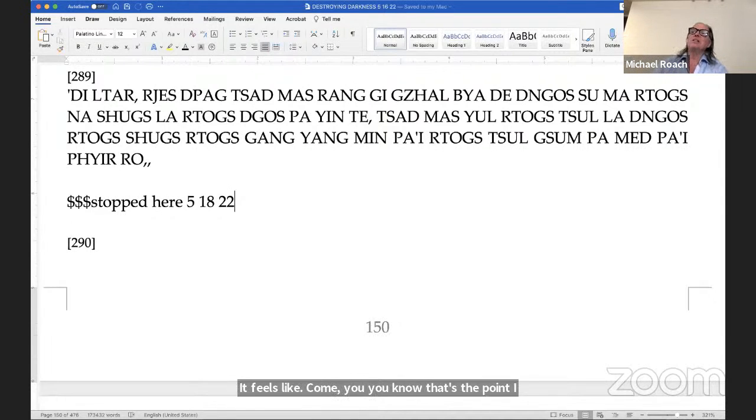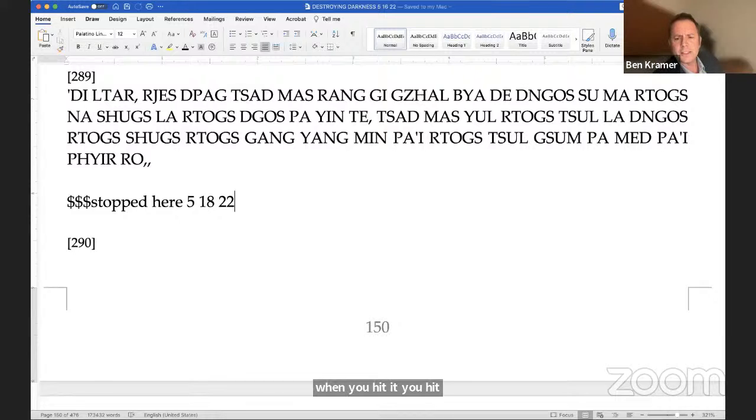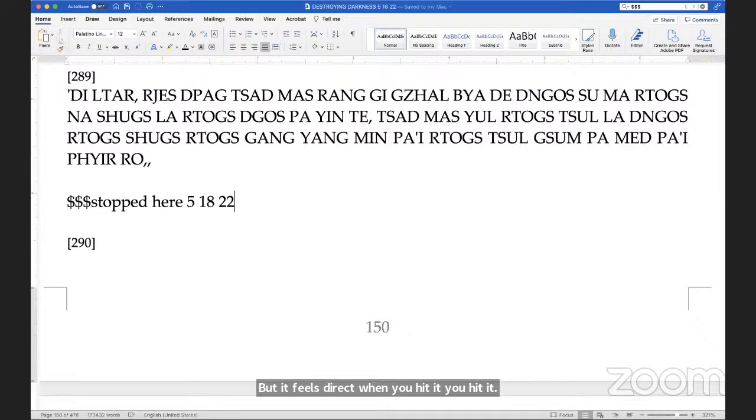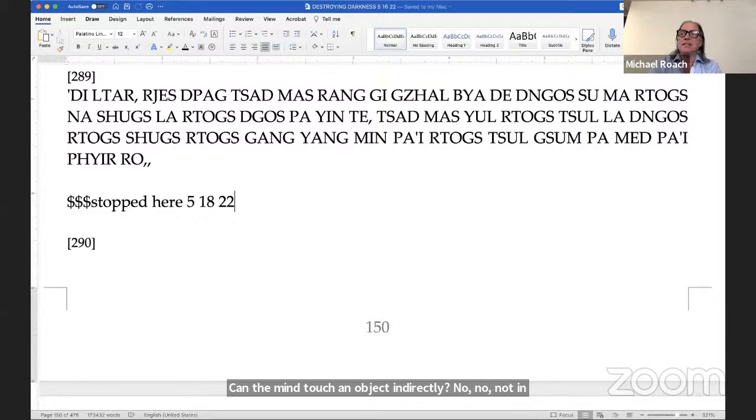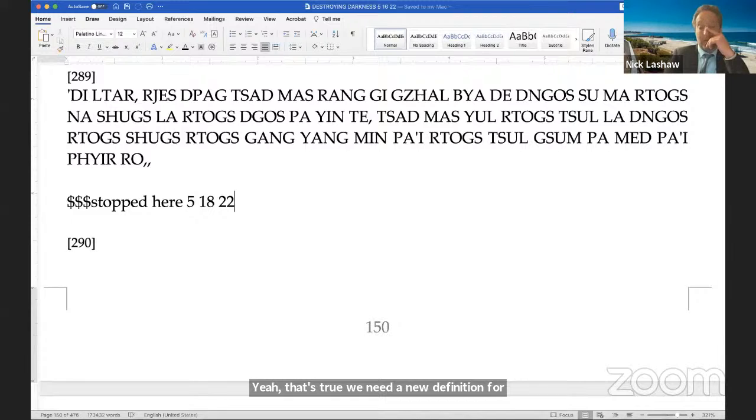You could say touch. Cognize. Yeah, touch. Same thing, cognize and touch. That's a long story, but it seems they're the same. But it feels direct. It feels like you went there through logic. When the mind hits it, you hit it. Can the mind touch an object indirectly? No. According to this way of describing it, no. Not in the manner I'm describing it. Yeah, that's true. We need a new definition for a way of perceiving. What's indirect?